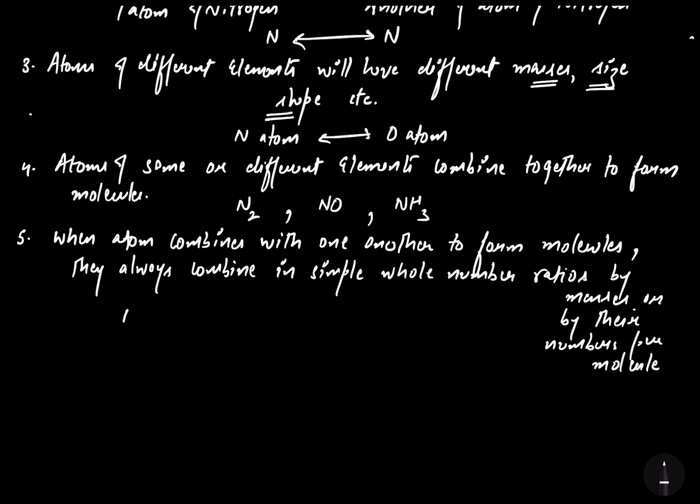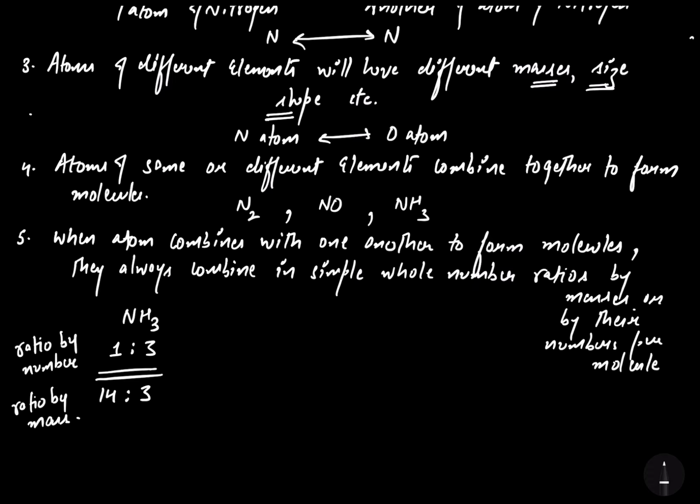Let me write an example. I'm writing NH3. Here the number of nitrogen atoms is 1, the number of hydrogen atoms is 3, so it comes out to 1 is to 3, which is always fixed for ammonia. And if we calculate its weight, that will also be a simple whole number ratio. The weight of nitrogen is 14 and that of hydrogen is 1, and they are 3 in number, so it's 14 is to 3. So the first one was the ratio by number, and the other one was the ratio by mass.